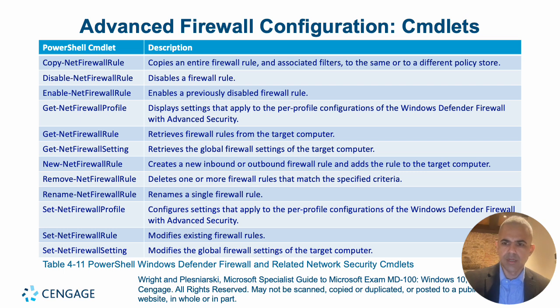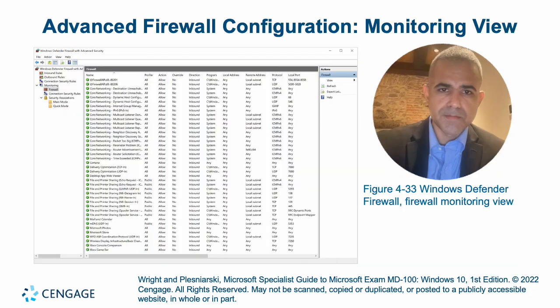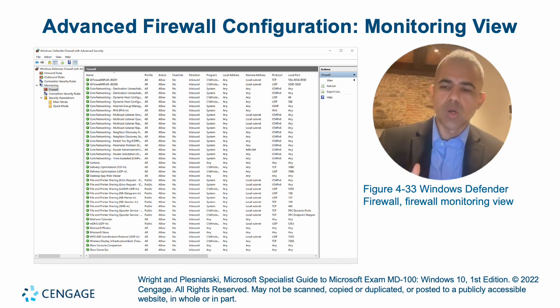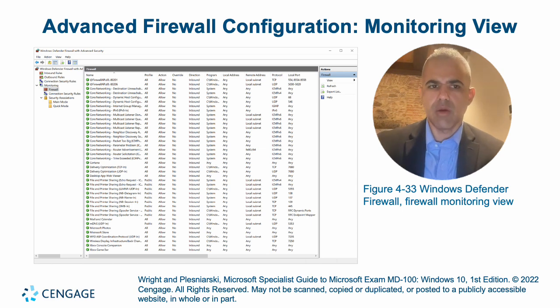Okay. I'm going to provide you with a copy of these slides as well this week. They're going to be on your Blackboard, but this is a copy of all of the different cmdlets that you can use in PowerShell in order to configure your firewall rules. That includes configuring an entire rule and then disabling it. This is the monitoring view, so you can see what rules you've applied and whether they're active or not, and a little bit of information about what they allow in.